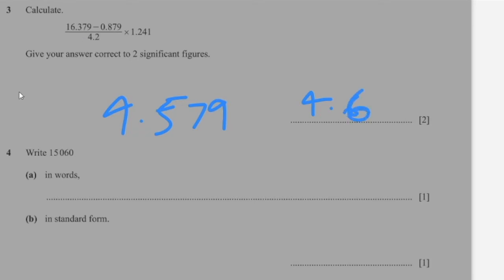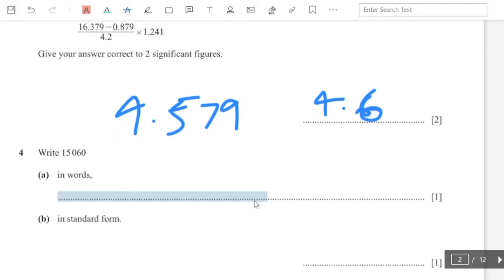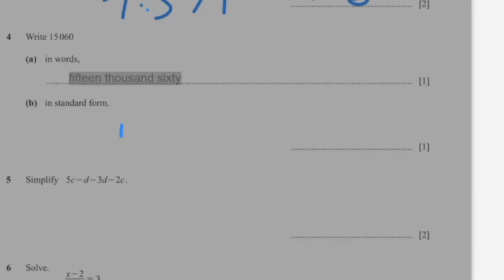Okay, question number 4. Write 15,060 in words. Okay, so I'm gonna type here 15,060. B, in standard form. Okay, so we have 1.506 into 10 to the power of 4.